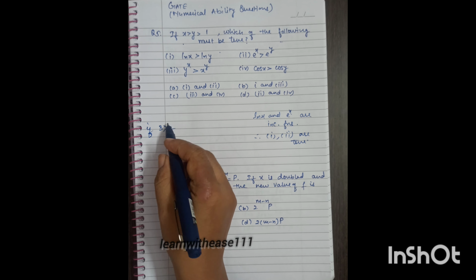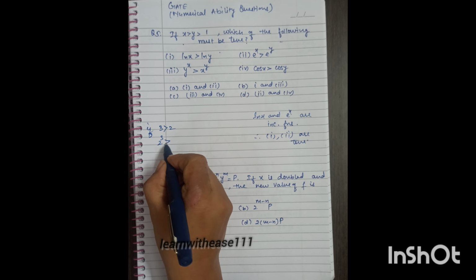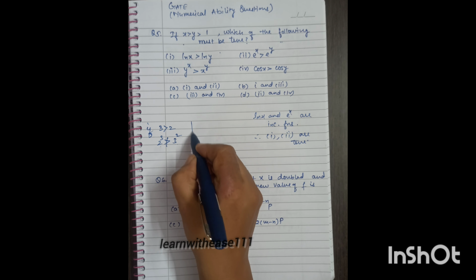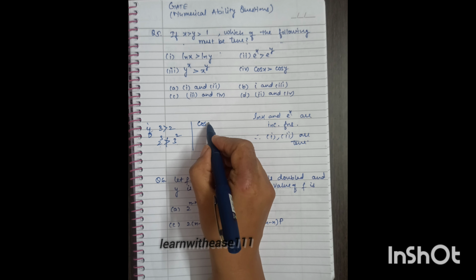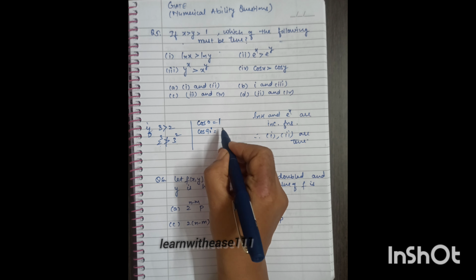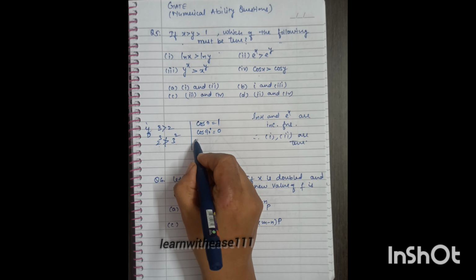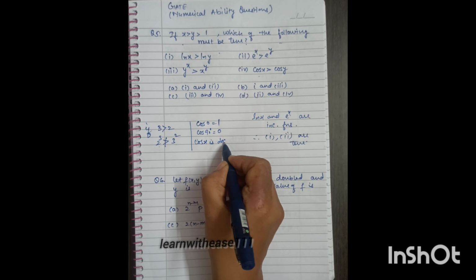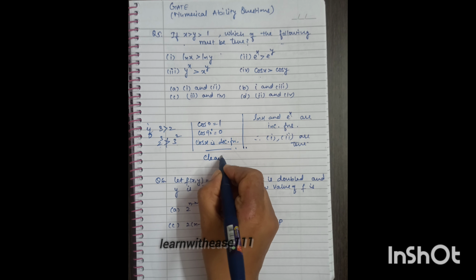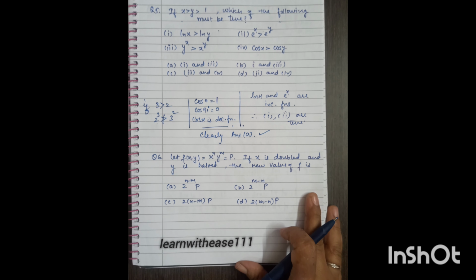Considering the third, I'm giving an example. Whenever 3 is greater than 2, 2 to the power 3 is not greater than 3 to the power 2. 2 to the power 3 is 8, 3 to the power 2 is 9. So the third equation fails. And as far as cos is concerned, cos is a decreasing function. We know cos 0 is 1, cos 90 is 0, so it's a decreasing function. When x is greater than y, cos x cannot be greater than cos y. So third and fourth are not true. Clearly A is the answer, where first and second are true.